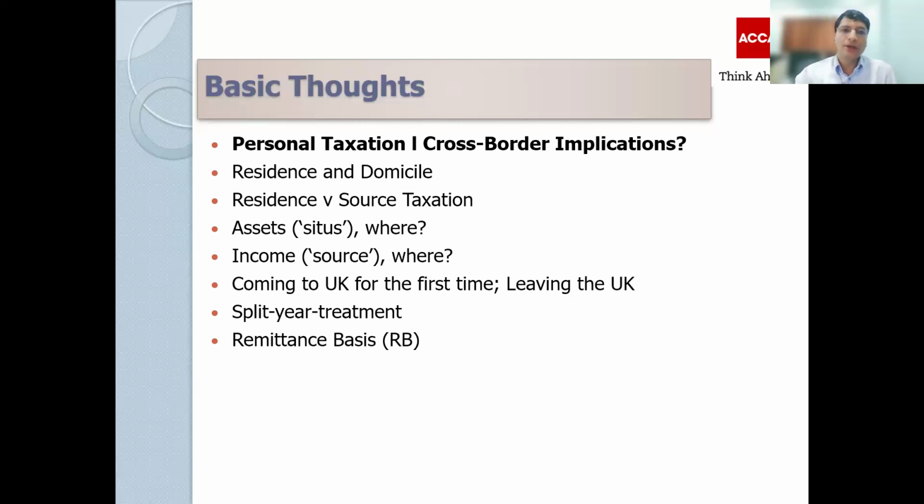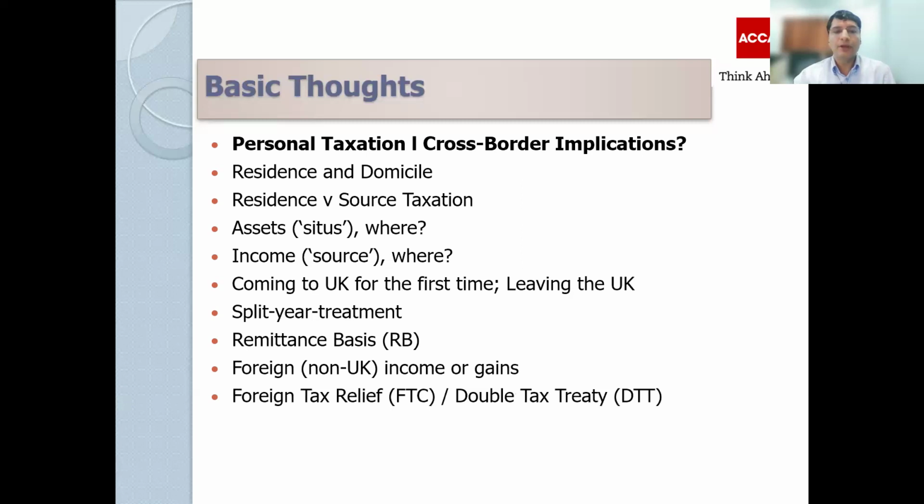So for the UK, we call it residence, and for outside the UK, we call it non-residence or foreign or abroad. And foreign income position, foreign gain position, foreign tax relief: how you will get tax relief for any tax paid outside the UK on foreign income, gains, and assets. Also, how the double tax treaty is going to assist to claim the foreign tax credit.